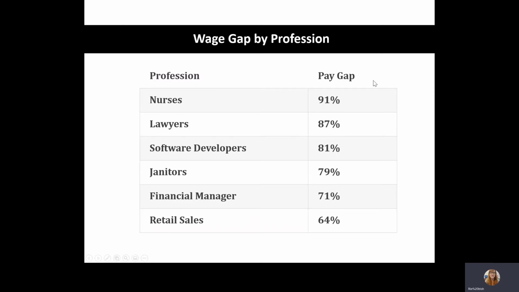So the wage gap differs by profession. Okay, so nurses, the pay gap is only 91%. Attorneys and software developers, it's in the 80s. Janitors, it's at 79%. Retail sales, it's at 64%. So what is it about these jobs, at least on the top of this chart, that makes it far more likely that, or far more close to equity? And the answer is probably pay bands.